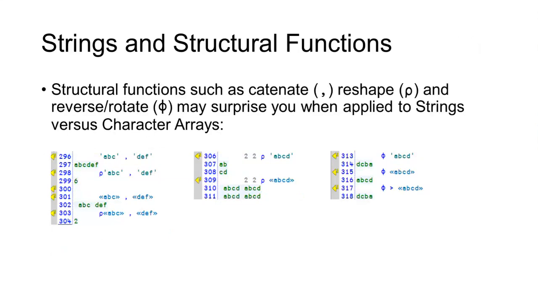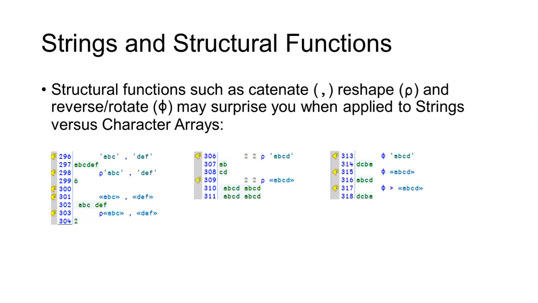Okay, so let's take a look, and we're getting toward the end here. A couple of structural functions like catenate, reshape, and rotate or reverse. That may be a little bit surprising when you first see them applied to strings versus character arrays. So we're all accustomed to working with character arrays. If I catenate 2 character arrays, I get a bigger character array with all the characters in it. So the shape of the catenation of ABC and DEF is a 6-element vector, as we see by taking its shape. But if we catenate the strings ABC and DEF, it's like catenating 2 numbers.